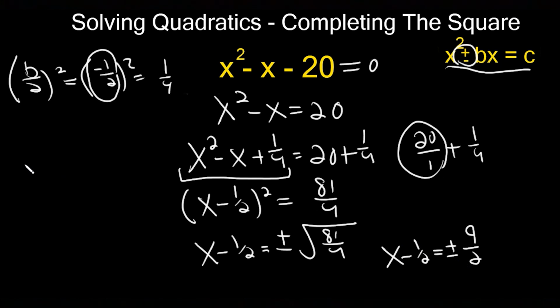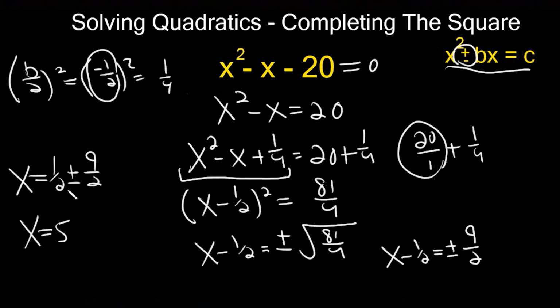So you're going to get x is equal to positive a half plus or minus 9 over 2. And you could leave it like that if you wanted to, or you could write out the individual x values because they have the same denominator here. So I can just go ahead and combine the numerators. So I'm going to do 1 plus 9 and I'll get 10, and then divide by 2, I get 5. So x is equal to 5.